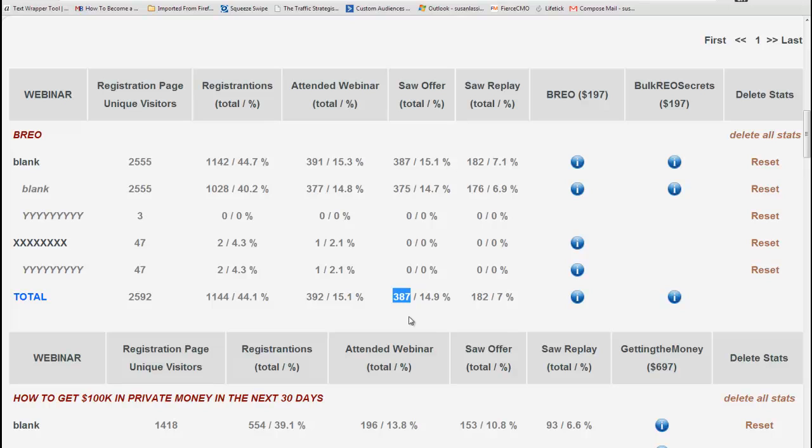We'll give content, we'll teach for about the first 45 to 60 minutes, and then after that time, we'll make an offer for them to buy something. In this case, for the first 45, 50 minutes or so, we teach about the investment strategy of investing in bulk REOs, which are just packages of foreclosed properties.